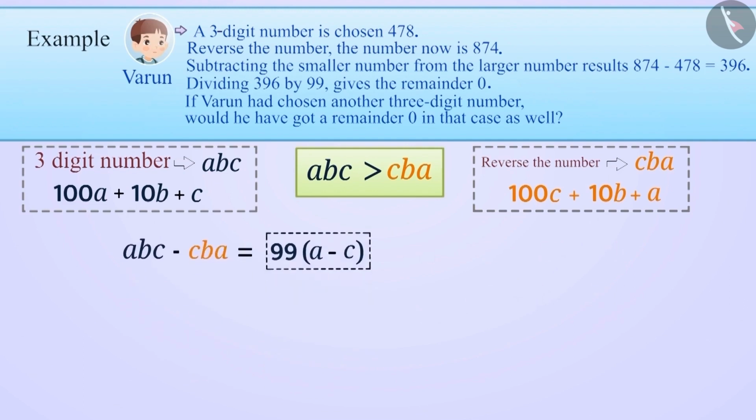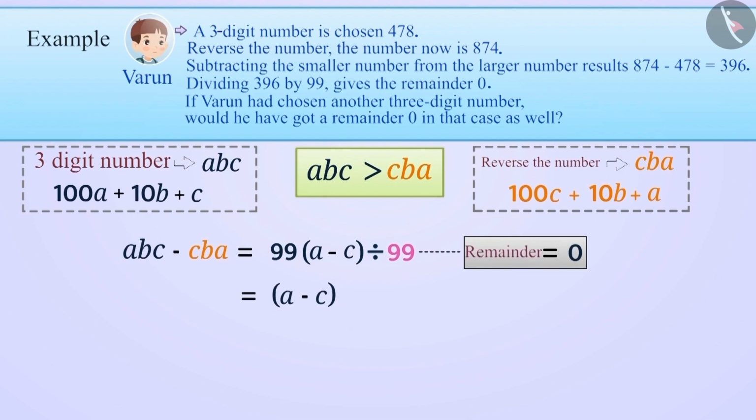Let me tell you. This means that the result of ABC minus CBA is a multiple of 99. So, if the result of ABC minus CBA is divided by 99, the result will be A minus C and the remainder will be 0. Therefore, we can say that the situation given is true for every 3-digit number.